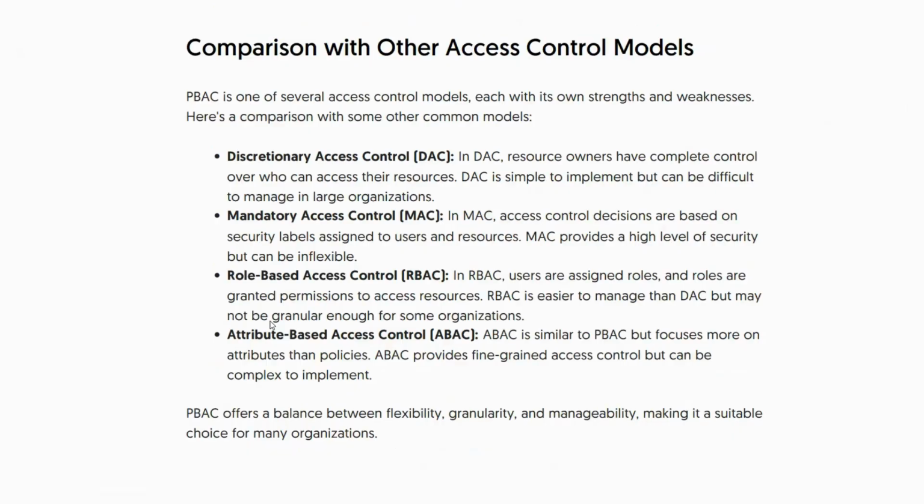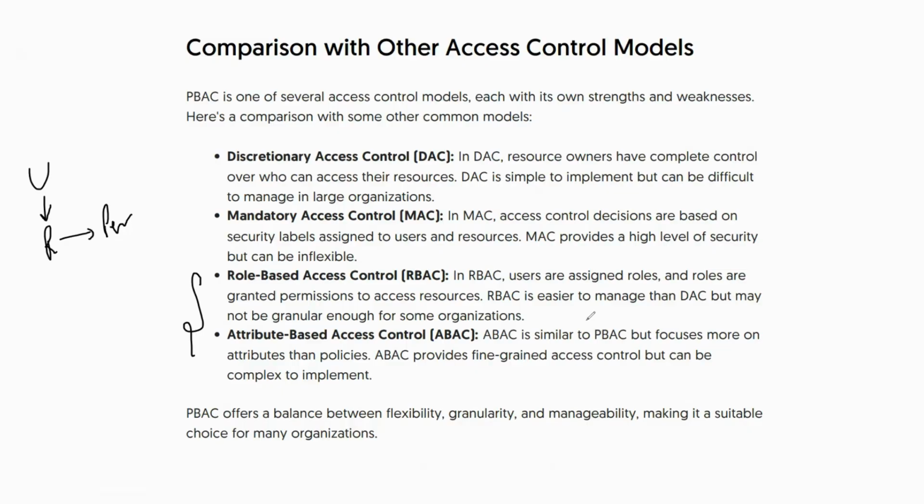Now we'll quickly move into comparing with other access control models. So we have covered these; the other ones we'll cover in the next one. PBAC is one of several access control models, each with its own strengths and weaknesses. In role-based access control, users are assigned roles, and roles are granted permissions. We discussed, right? Users are assigned roles, roles are given permissions. RBAC is easier to manage than DAC, but may not be granular enough for some organizations.